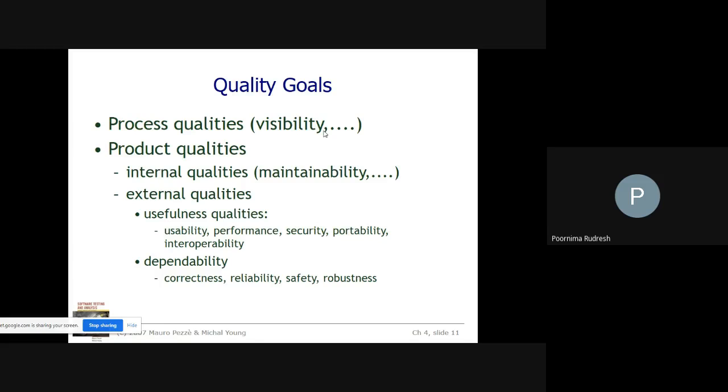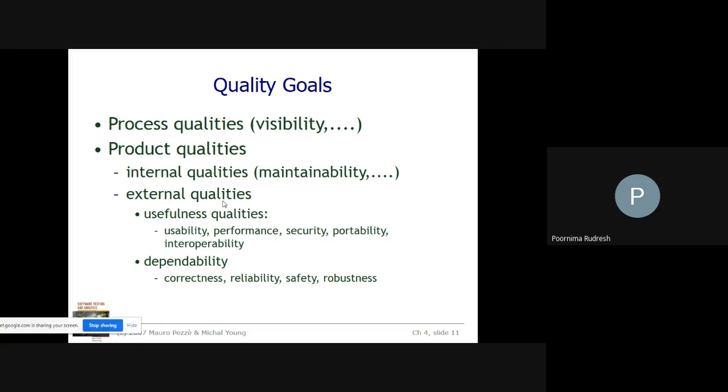Here we have two different types of product qualities. The qualities which are visible to the users are called external qualities, and the qualities which are within the organization and not visible to the users are called internal qualities. External qualities are visible to the users or customers, and internal qualities are not visible to the users or customers; they are within the organization.